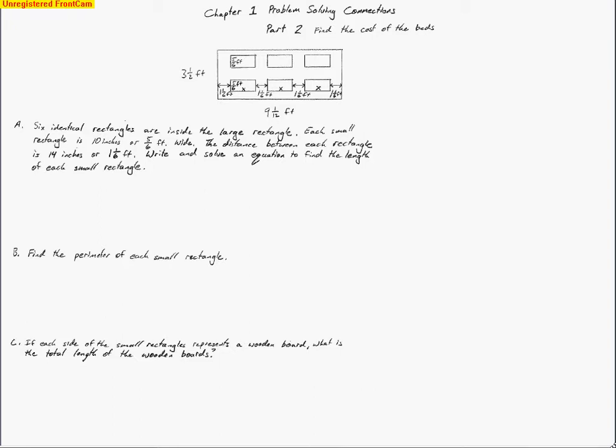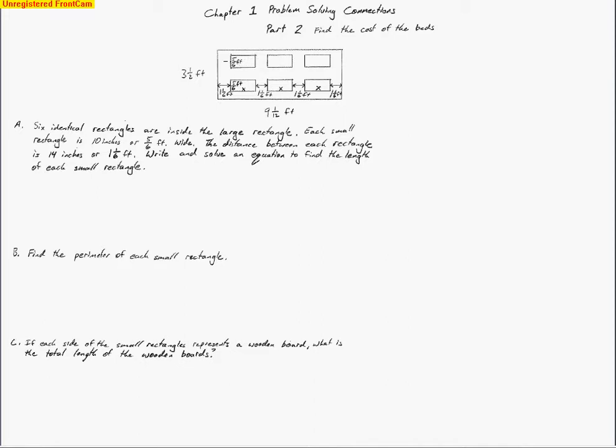This is the tutorial for the problem solving connections part 2, and what they're doing here is asking us to find the length of one of the sides of these small rectangles. These small rectangles are supposed to be planter boxes. This is the garden area, and we're putting these 6 planter boxes into this garden area, and we're trying to find out some information about how long these boards are.